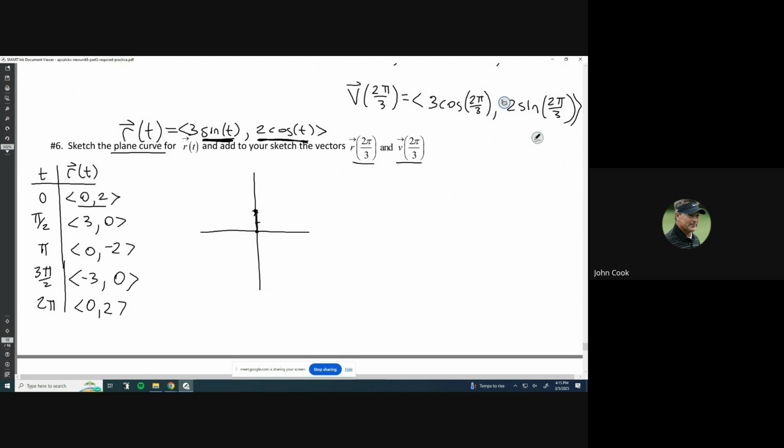Then 3, 0. So I go over 3. And I just need the points so I can graph out this equation. 0, negative 2. And then finally, negative 3, 0.